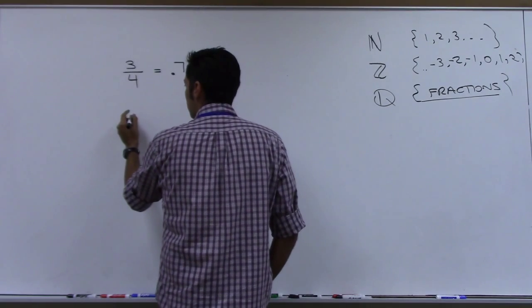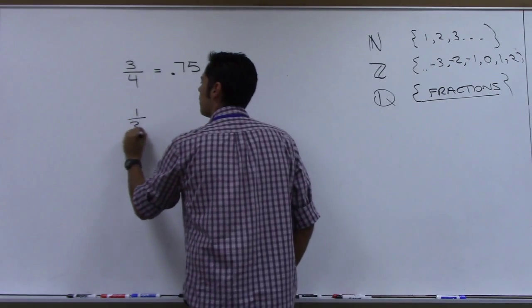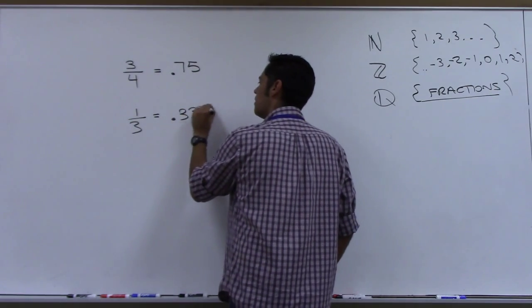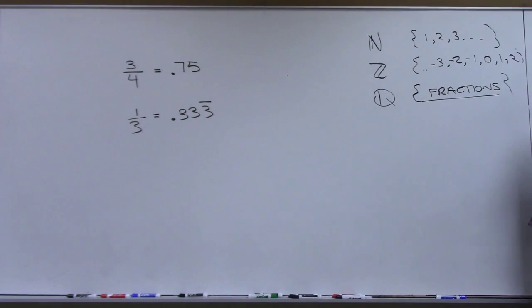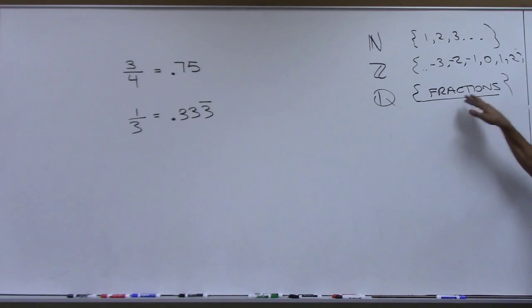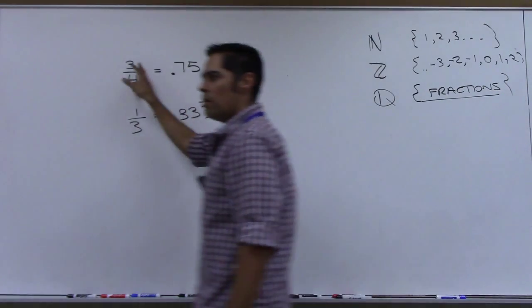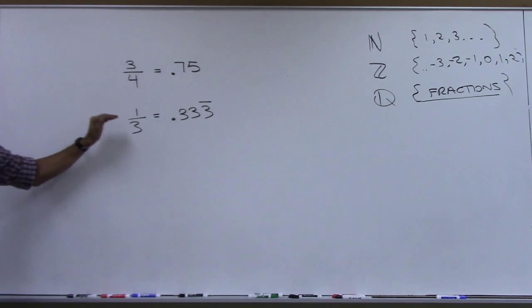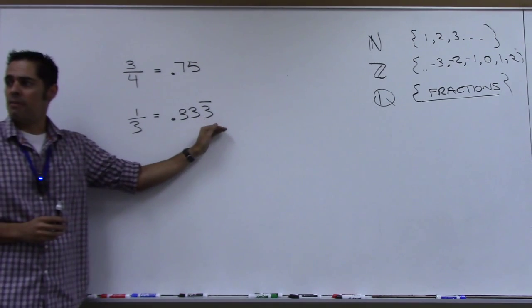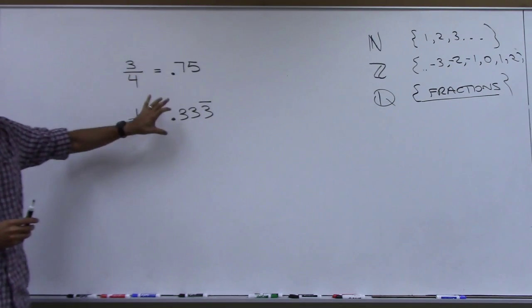And I could take another fraction that doesn't stop. What would be a fraction that wouldn't stop? 1/3 is an example of one that keeps going, but it has a pattern to it. There's a pattern to the continuation. All fractions, no matter what fraction you ever pick, have to do one of these two things. It's either going to terminate or it's going to go forever, but if it goes forever, it's got to have a pattern. All fractions have to fall into one of these two categories.